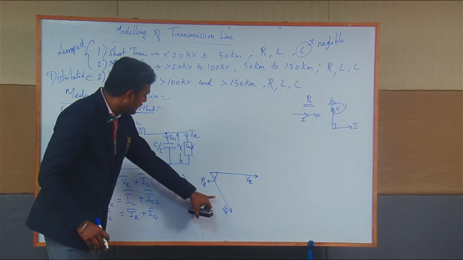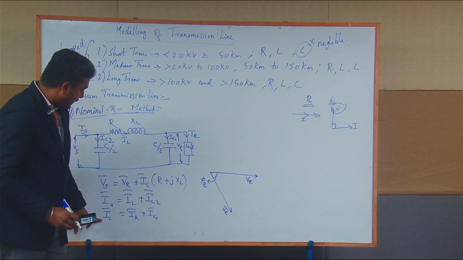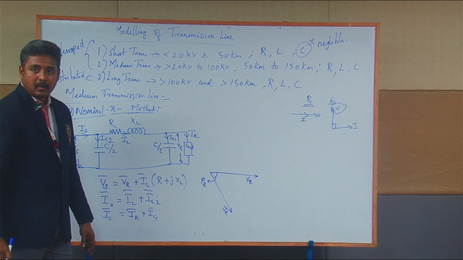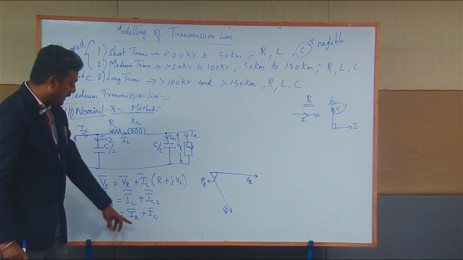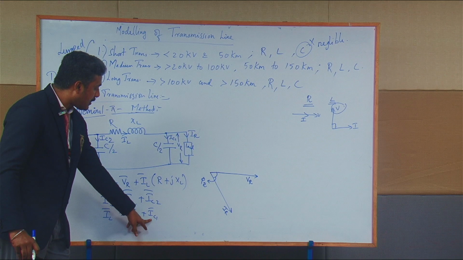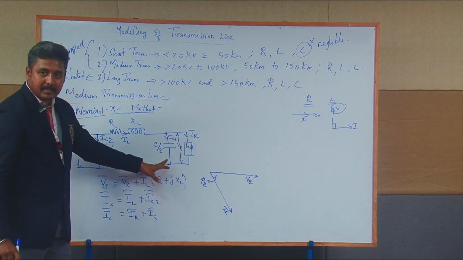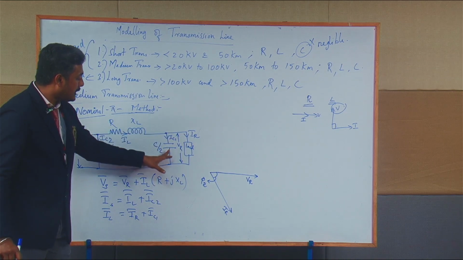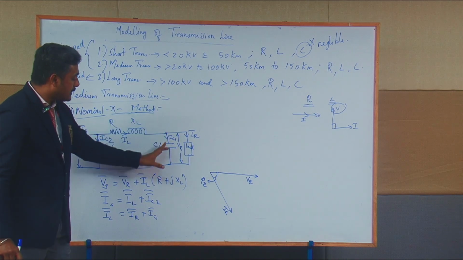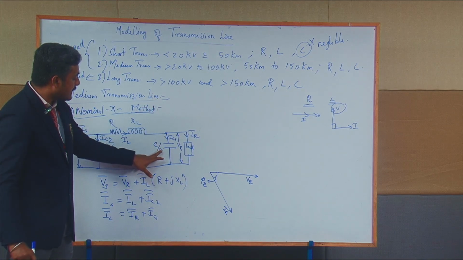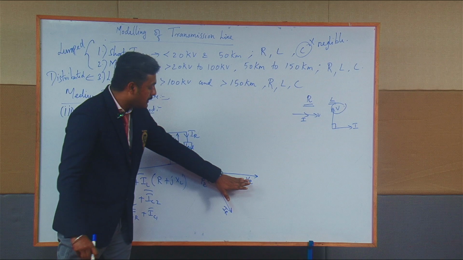Now I have drawn the IR vector. Now I need to find the value of the IC1 vector. To find the value of the IC1 vector, I have to know the voltage across this capacitance and the current flowing in this capacitance. The current flowing in this capacitance is IC1 and the voltage across this capacitance is taken as VR. See here, I have drawn the VR vector.